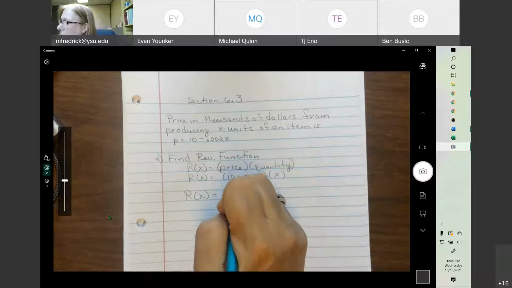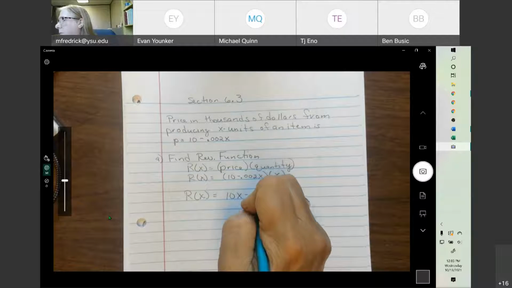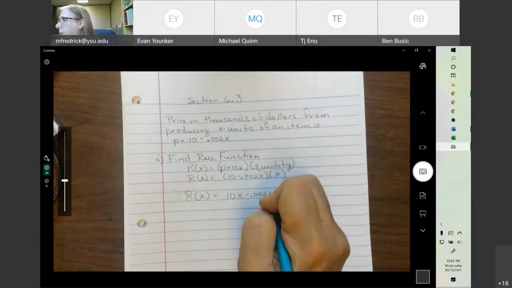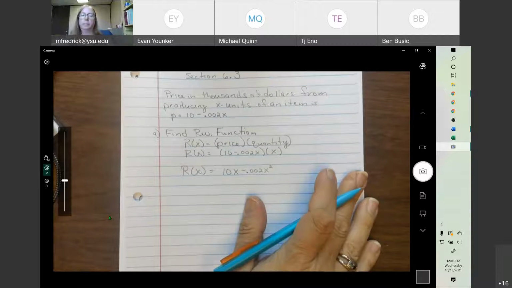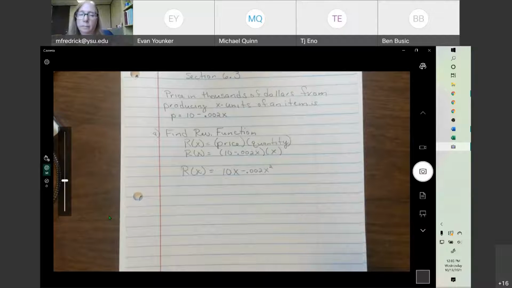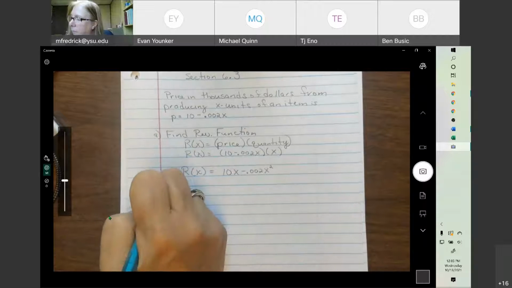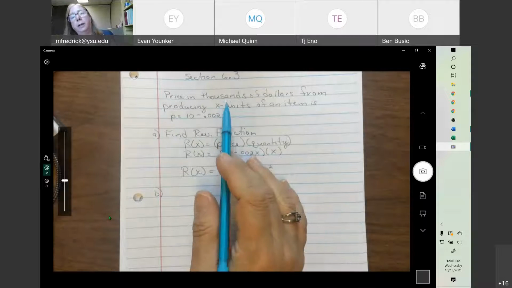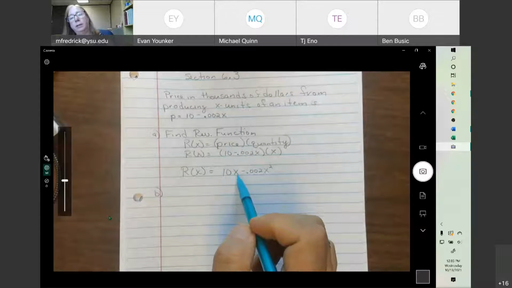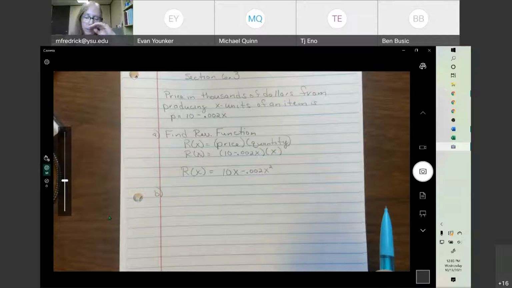Distributing the x, we have 10x minus 0.002x squared. So that would be your revenue function. And since this was in thousands of dollars, this would stay in thousands of dollars. Any questions on that?